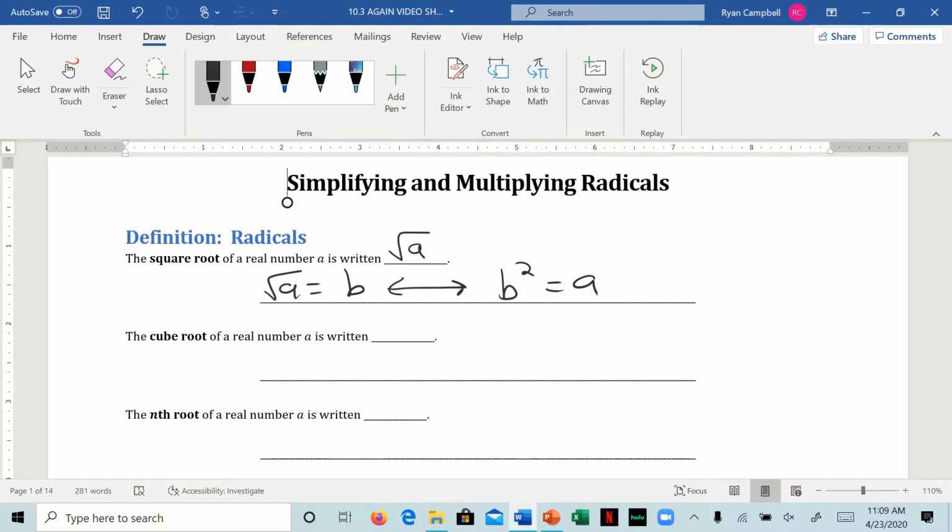So if the square root of a is some number b, that's the same thing as saying b squared is a, right? Because, for instance, the square root of 9 is 3, and then we also know that 3 squared is 9. So same thing.